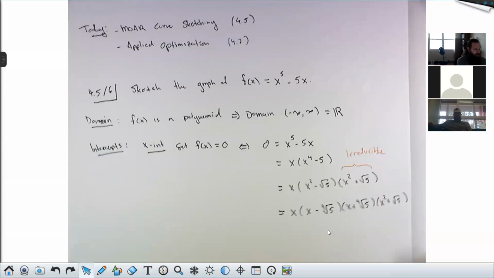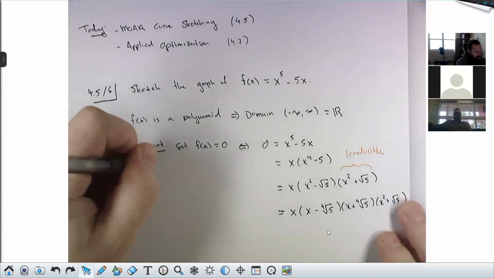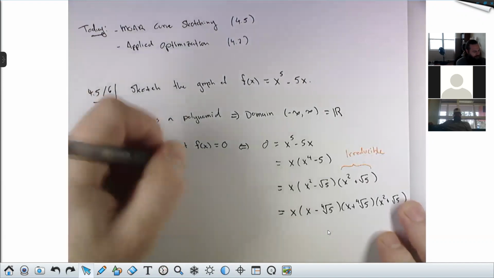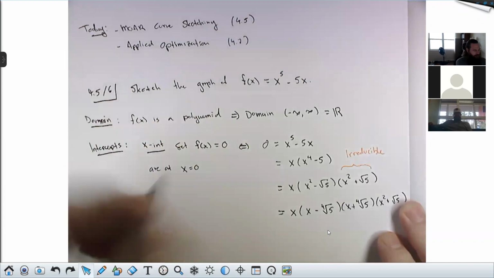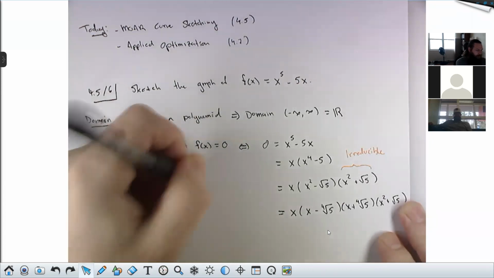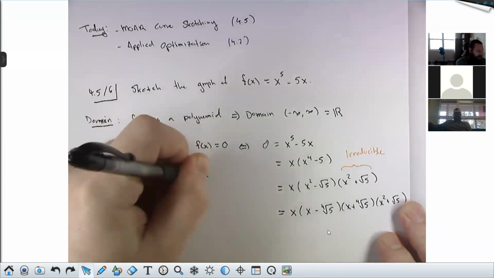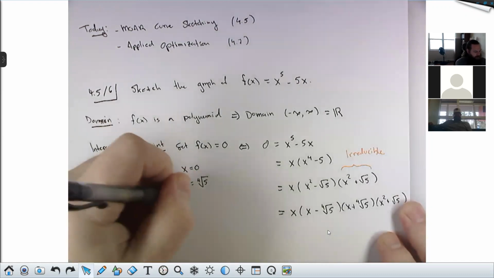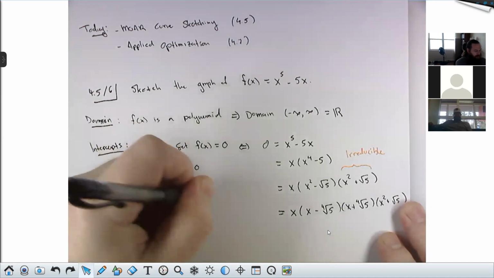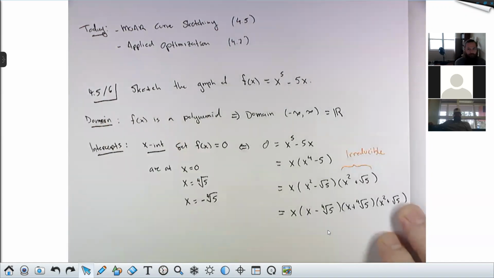So my x-intercepts, these are at x equals 0 from this factor, x equals the positive 4th root of 5 from this factor, and x equals the negative 4th root of 5 from this factor.